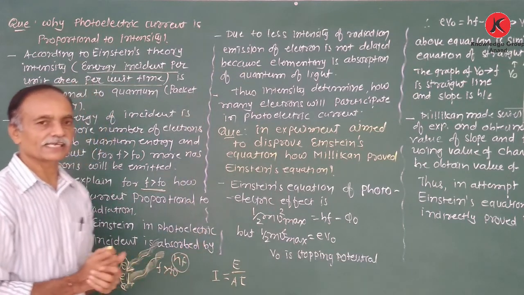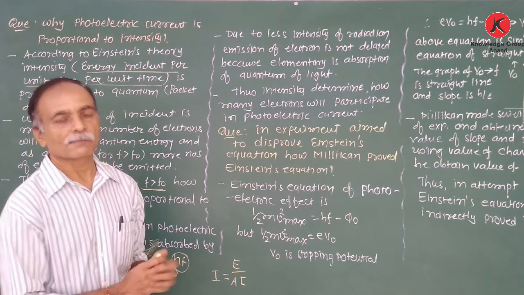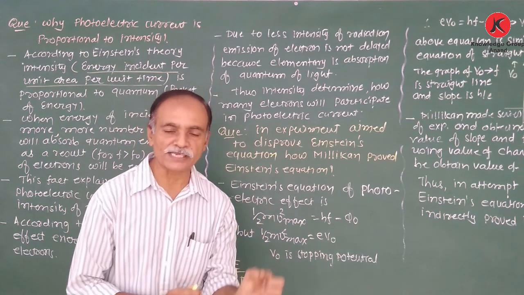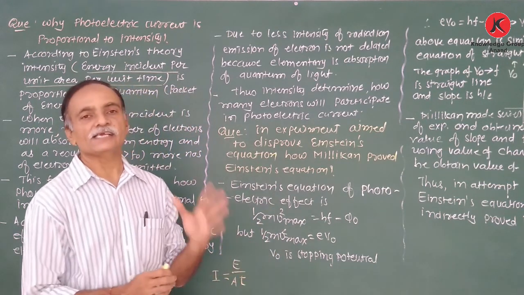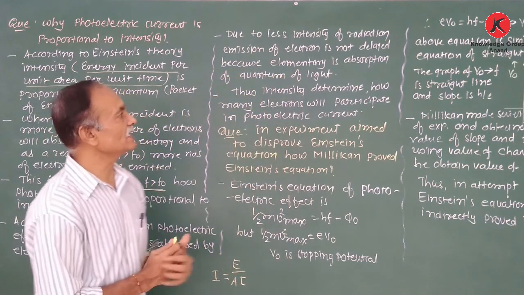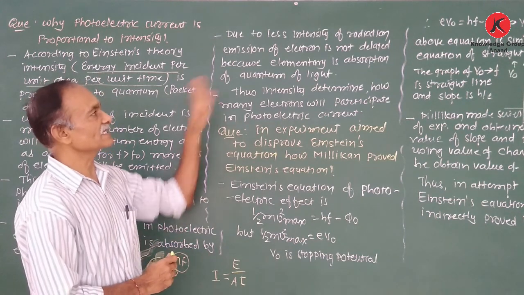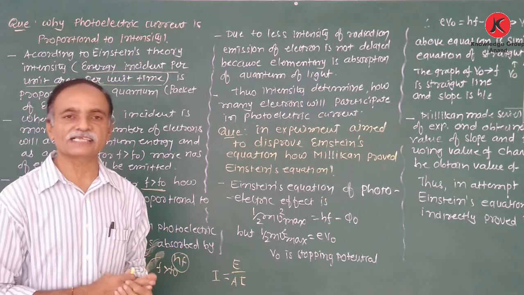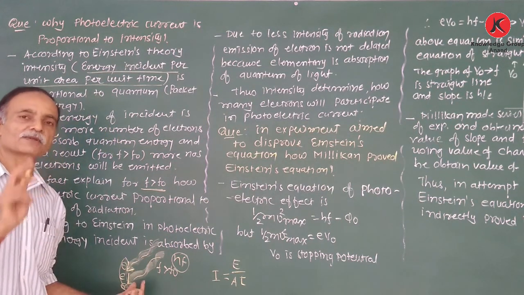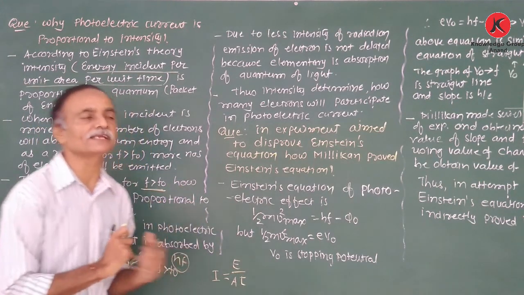So Einstein suggested that if the intensity of the radiation is less, the photoelectric emission does not take place after some time. It is spontaneous, that is, the photoelectrons are emitted instantly, because the elementary process is the absorption of a quantum of light. So if less intense light is incident on a metallic surface, the emission of the photoelectron is not delayed. The photoelectrons are emitted instantly.